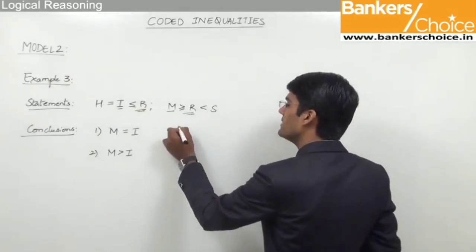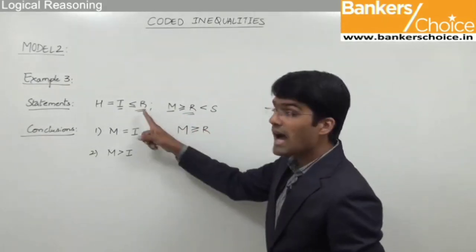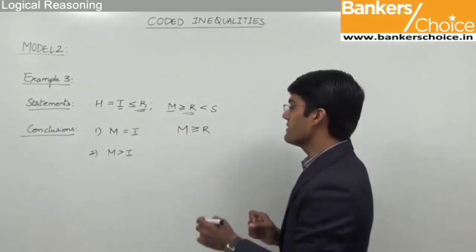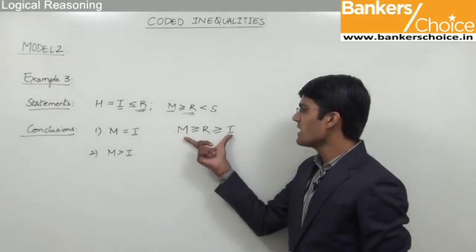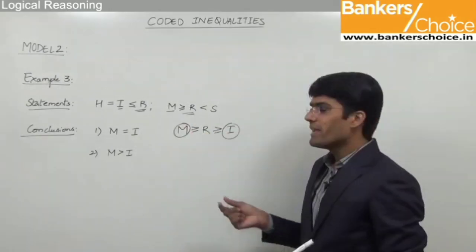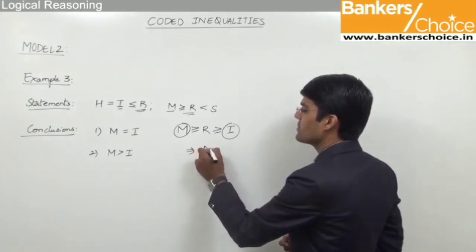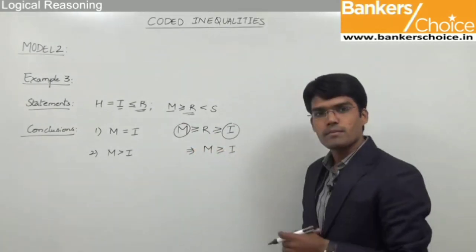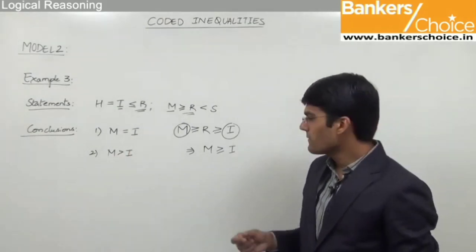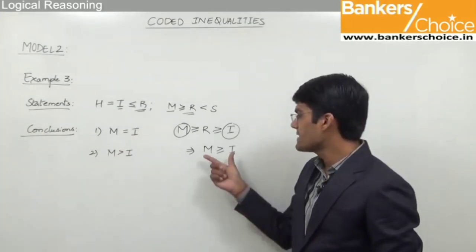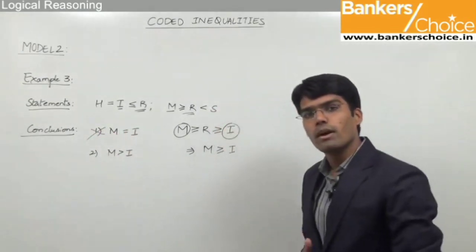So if we try to combine these two statements, we find that M is greater than or equal to R, and R is greater than or equal to I. Now if we try to find out the relationship between M and I here, we have two inequalities. Both are greater than or equal to. So it is obvious that M should be greater than or equal to I. Now if you look at conclusion 1, it says M equal to I. Therefore, conclusion number 1 is false, as we know M is greater than or equal to I. So we simply cannot say M is equal to I.